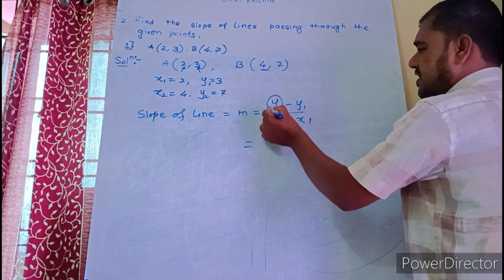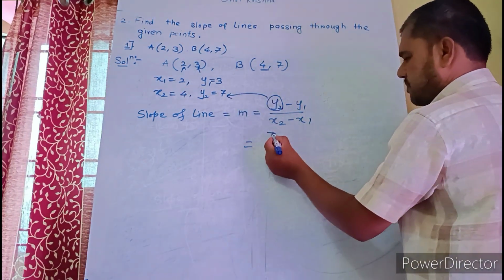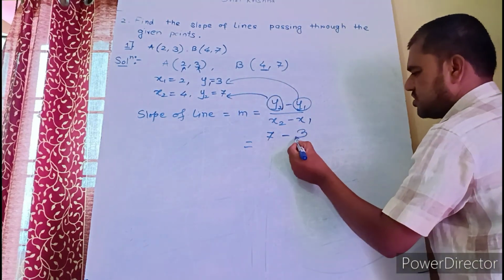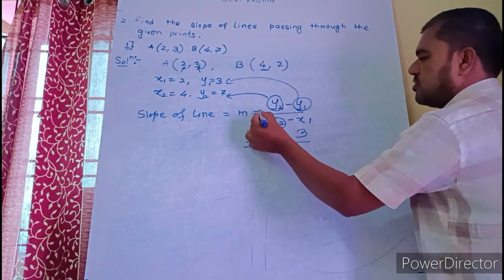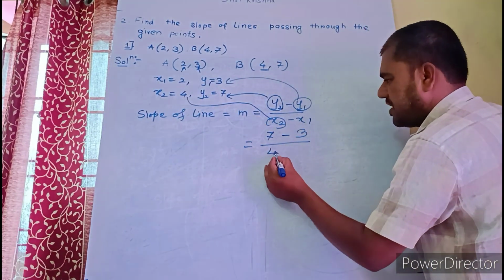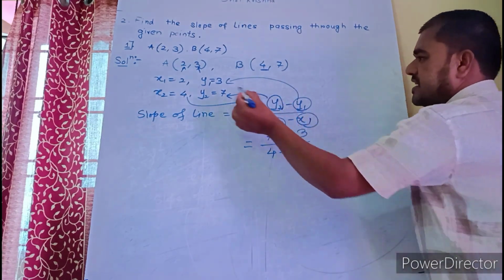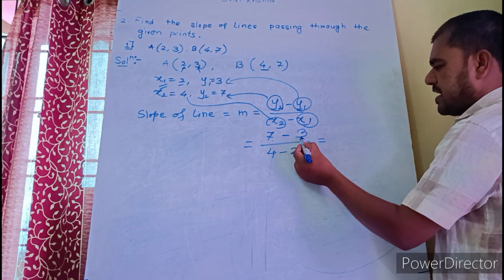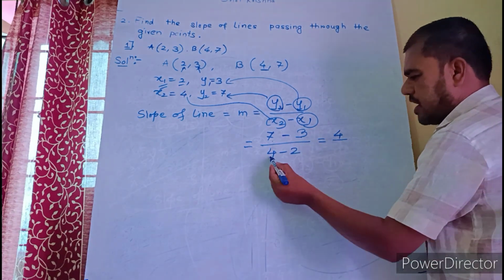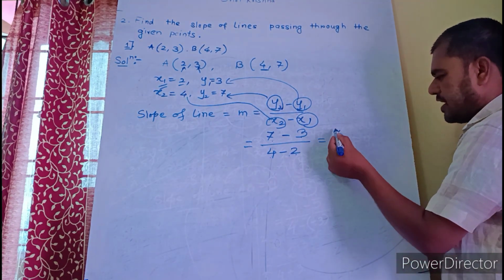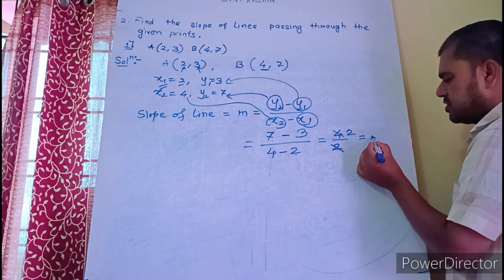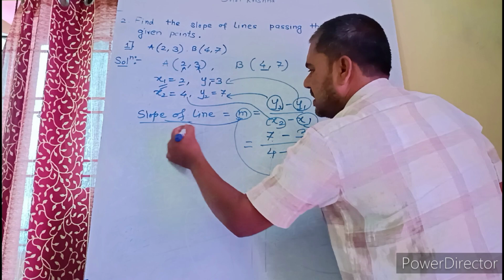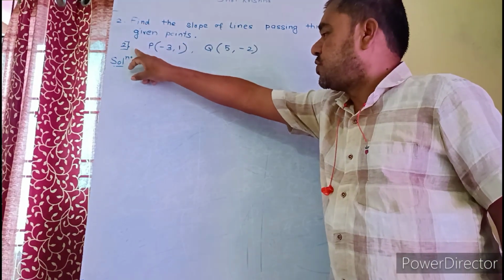Here the value of y2 is equal to 7. Put 7 minus the value of y1, which is 3, divided by the value of x2, which is 4, minus the value of x1, which is 2. So it is equal to 7 minus 3, that is 4, divided by 4 minus 2, that is 2. 2 and 4 get cancelled 2 times, therefore it is equal to 2. This 2 is nothing but the slope of the line. Question number 2, sub question 2.